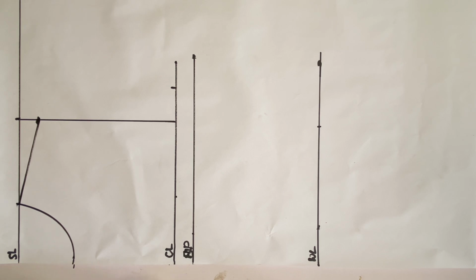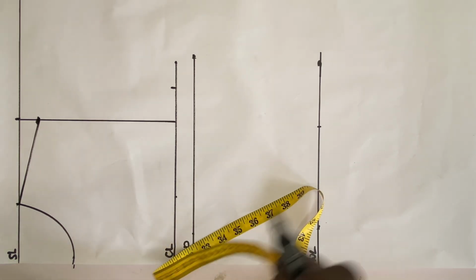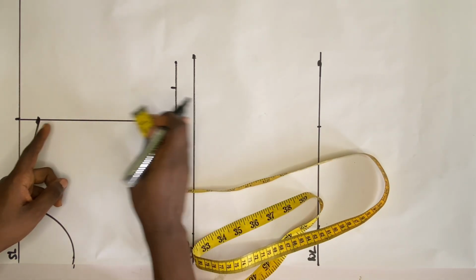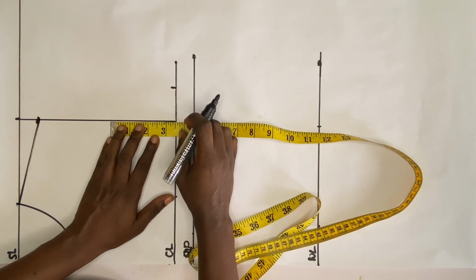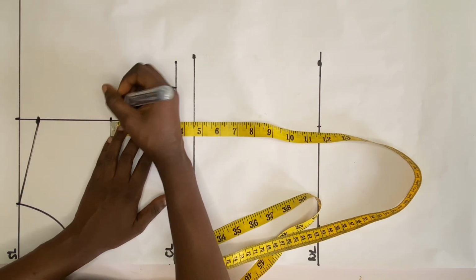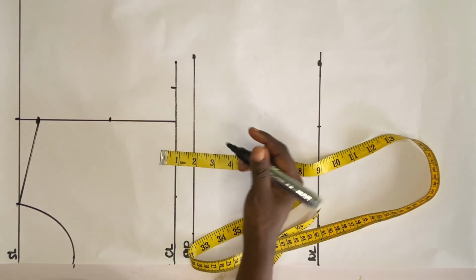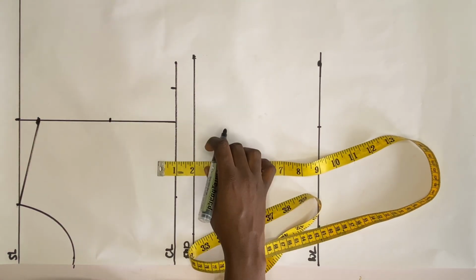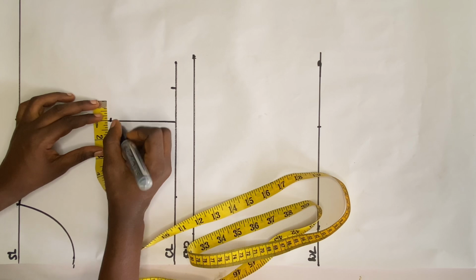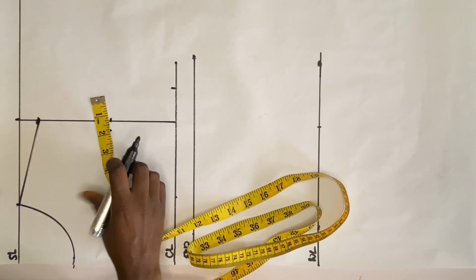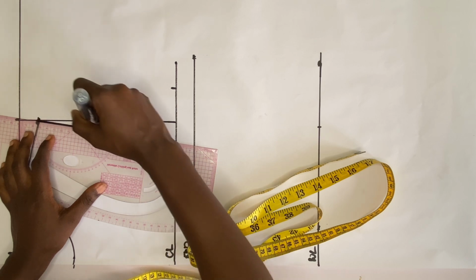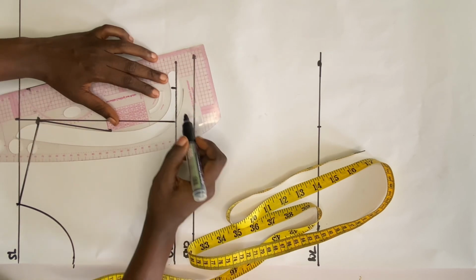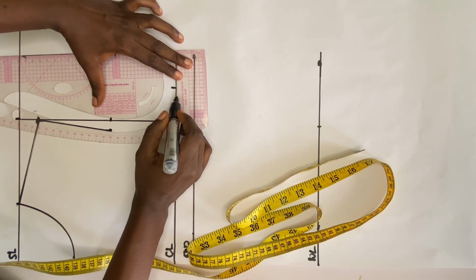Now to get the curve line here, you can go up by 3.5 inches depending on how big the person is. I am sort of slim, I'm not that fat, so here you go in by 1/2 inch. So you connect the lines together here, then you connect it here. You connect this one here as well.